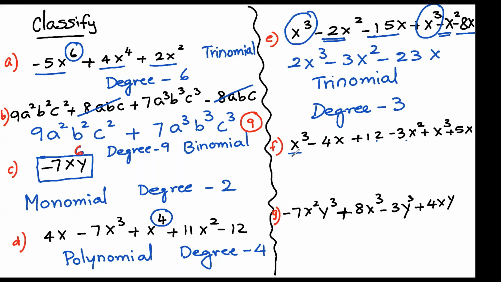So I'm going to combine x cubed plus x cubed. So that is going to be 2x cubed, negative 4x plus 5x. So that is going to be plus x. And even before we combine those, I also see that there is negative 3x squared. So I'm going to write that first because there is no other like term for x squared. So I'm going to write that as it is. So negative 4x plus 5x is going to be plus x plus 12.